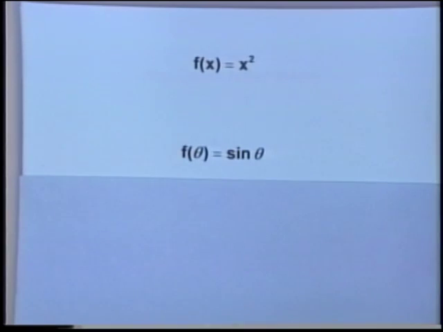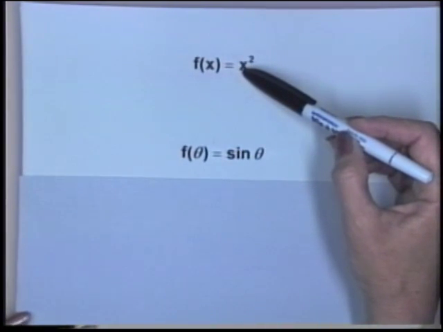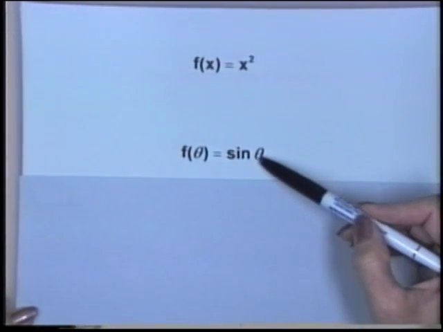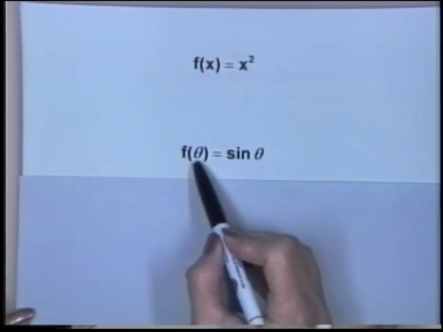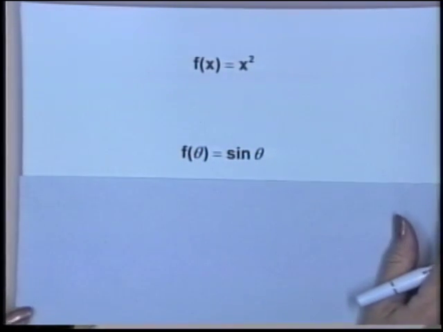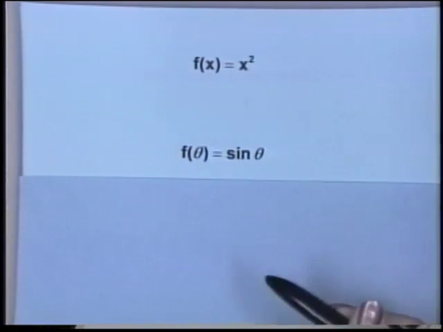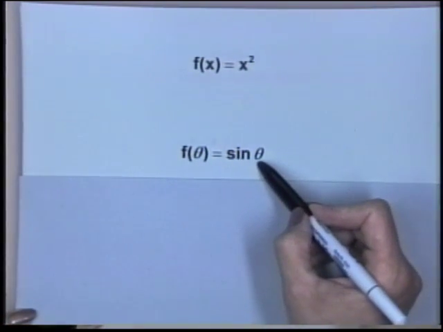In trig, instead of using x's at first, and eventually we will use x's, for our variables we use Greek letters, and this happens to be the Greek letter theta. So this function would be read f of theta equals the sine of theta, and the sine is a trig function. Now what we want to do today is to learn how to find the sine of theta, what it means.